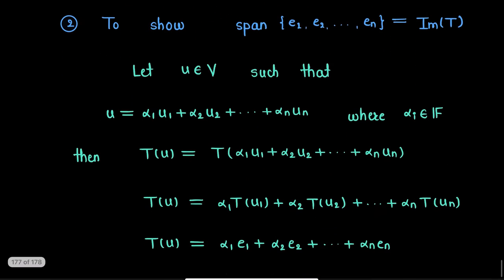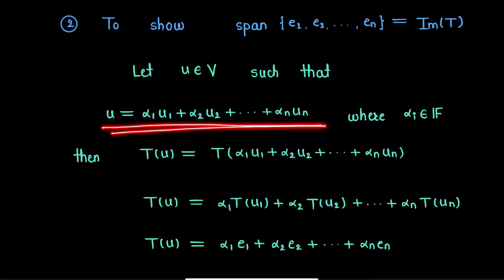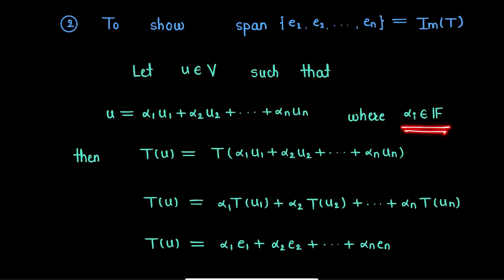Next, we will show that these n vectors e1, e2 up to en span the image of T. For this, we will consider some arbitrary vector, say u, in vector space V, such that you have the representation u is equal to alpha 1 u1 plus alpha 2 u2 plus and so on plus alpha n un, where the scalars alpha i come from field F and these are unique scalars.